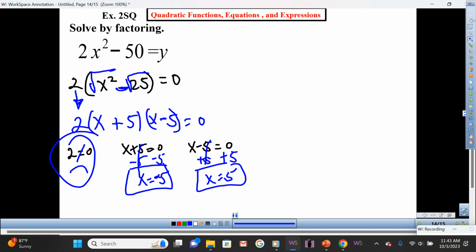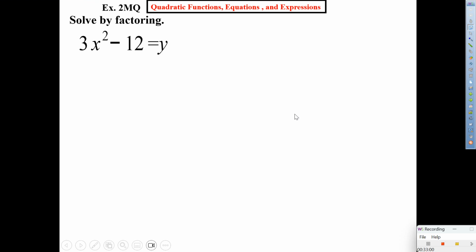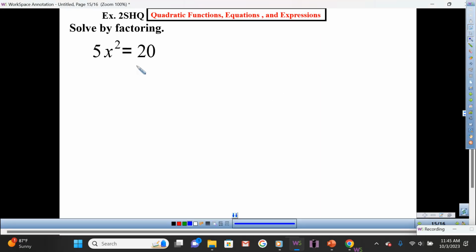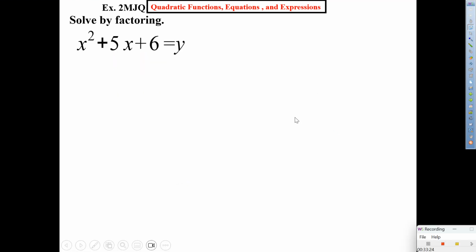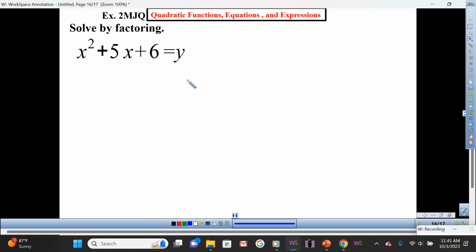Look up. Oh, look at this one. Is it equal to 0? No. What can we do to make it equal to 0? Subtract 20 from each side. 5x squared minus 20 equals 0. Do you know what to do from there? Yes. Okay? Look at this one. Don't copy it. Is it in standard form? Yes. Is there a GCF? No. Set it equal to 0.